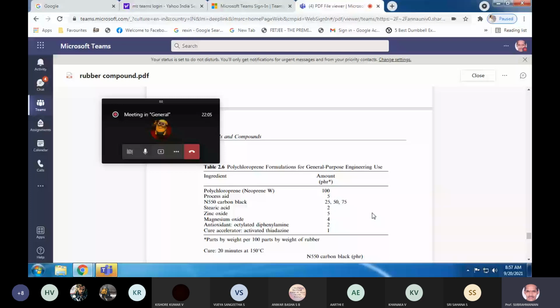So the filler often used is carbon black or some mineral fillers like China clay, calcium carbonate, or some of the silicates, silica in certain cases.